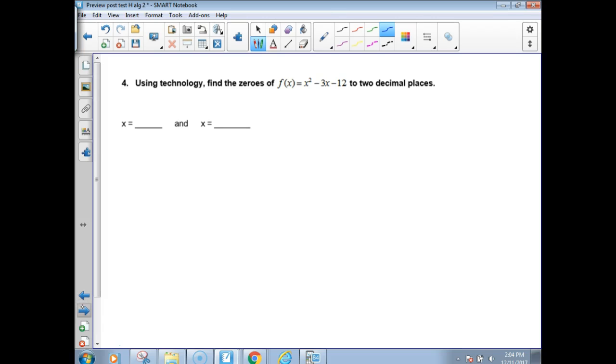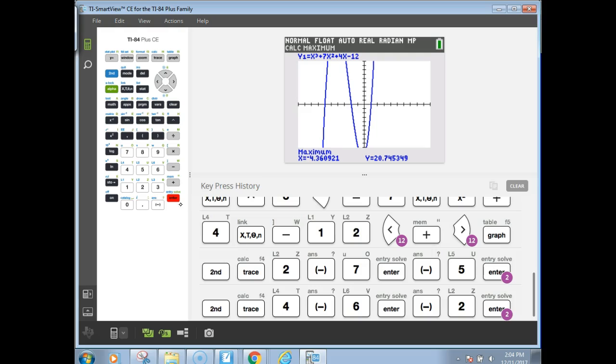Number 4. Boy, these are nice and spread out. Those are only 3 problems on the first page. Using technology, find the zeros to 2 decimal places. So we grab a calculator.